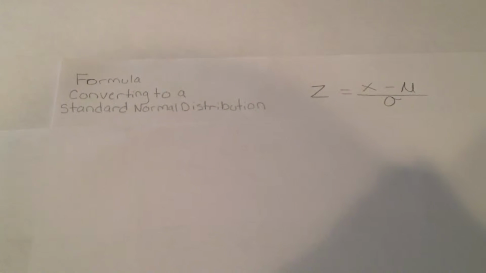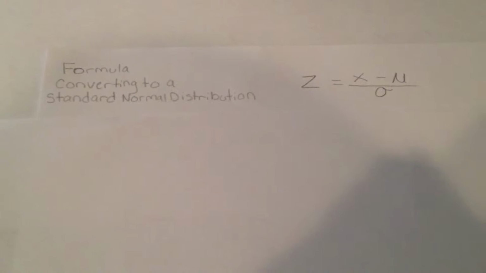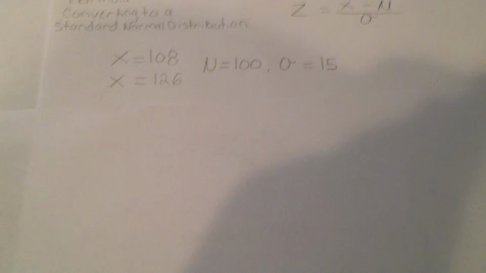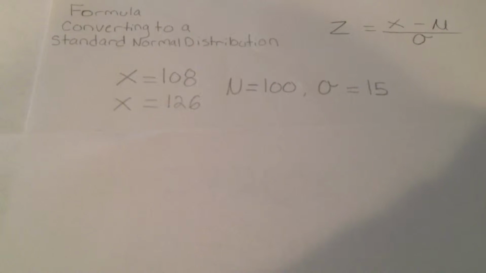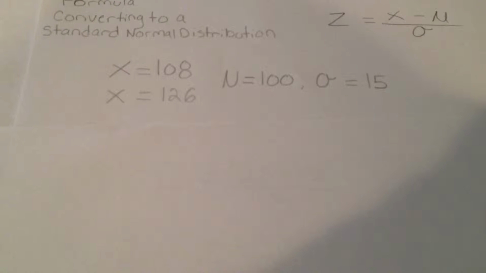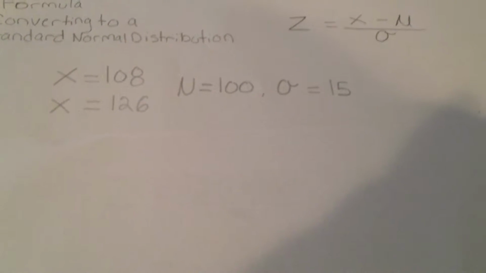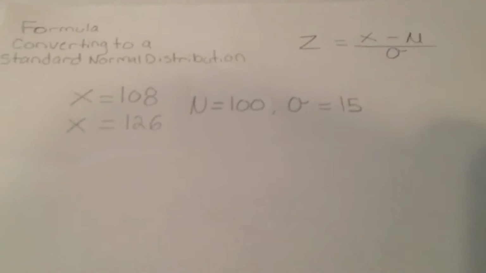So after that, we use our formula, and the formula we use is the formula for converting to a standard normal distribution, which is z equals x minus the mean divided by the standard deviation. So then we list all our values. We have our two x's, which are 108 and 126. We have our mean, which is 100, and standard deviation, which is 15.